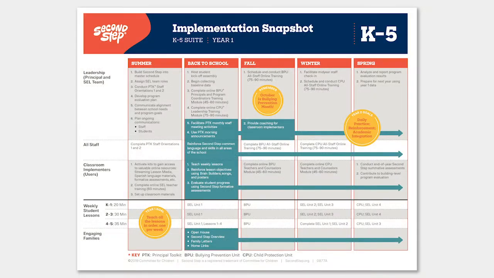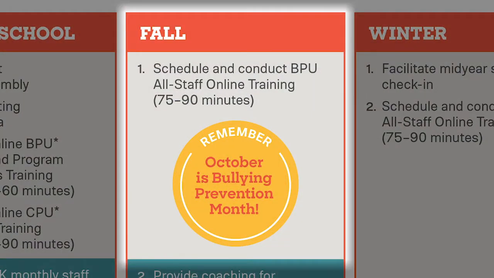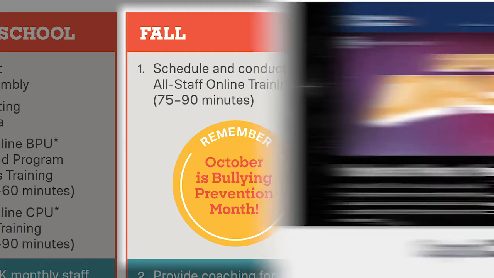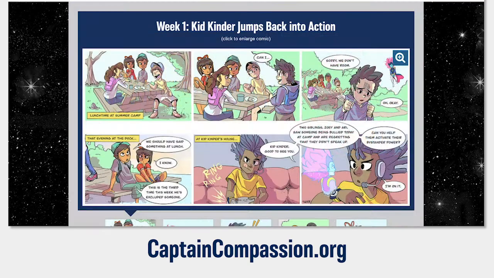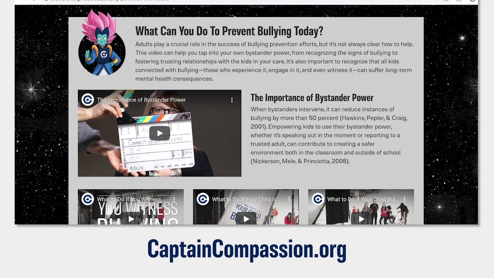That being said, we recommend that BPU lessons are taught in coordination with National Bullying Prevention Month in October. Committee for Children and many other education advocates release a wide array of dedicated bullying prevention resources during this time of year. Keep in mind that adult training is a prerequisite before teaching the BPU or CPU student lessons.